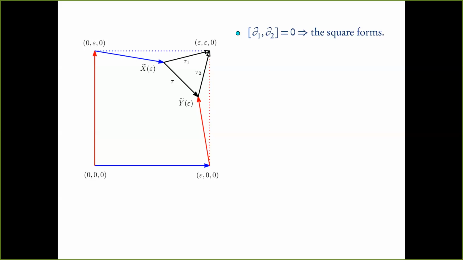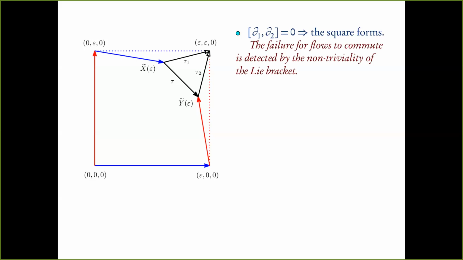This is not just a whimsical idea to just complete the square. The failure for flows to commute is detected by the non-zeroness of the Lie bracket. In general, if I am not in a coordinate system where I have d by dx1, d by dx2, if I just have two arbitrary vector fields, usually the Lie bracket is not going to be 0. In which case, I cannot expect this to close up to be a square. I will expect this blue arrow and this red arrow to be something like this, and it will typically be open. That discrepancy, up to the first non-trivial error term, is the Lie bracket. Okay? So in general, we expect something like a pentagon, not a square, if you are not in a coordinate system where the Lie bracket is 0, right?